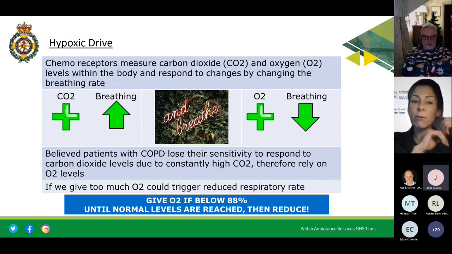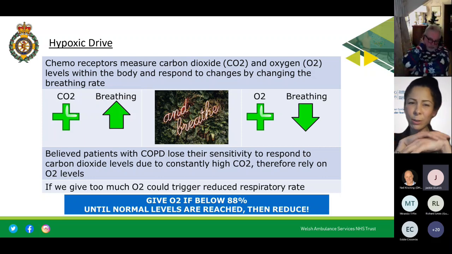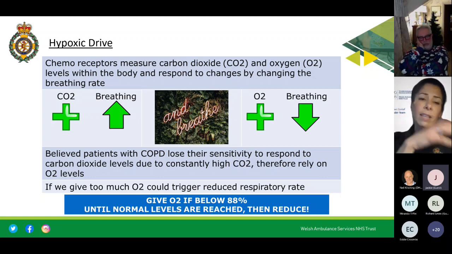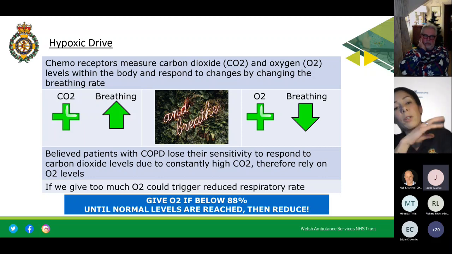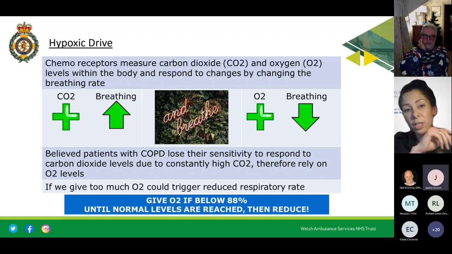Therefore, if we give a patient with COPD too much oxygen, what will happen is what's happening on the right side of that picture. It says we've got lots of oxygen, thanks very much, and it will reduce their respiratory rate. So I hope that makes sense. Therefore, we're looking to keep them in a state of slight hypoxia, with oxygen saturations between 88 to 92%. That way, we're not going to knock off their respiratory rate.